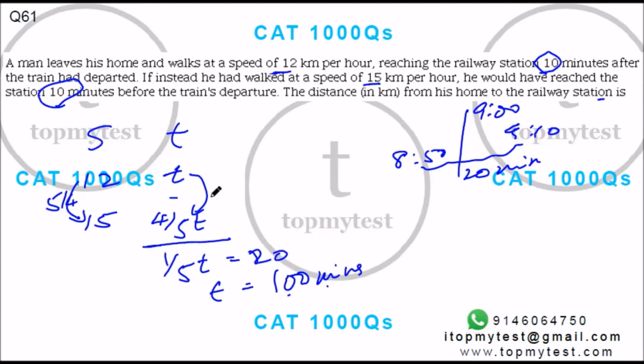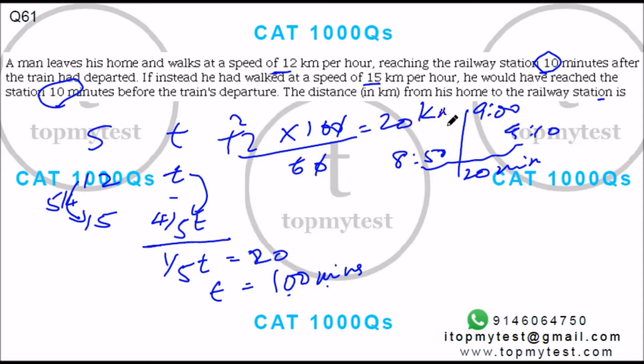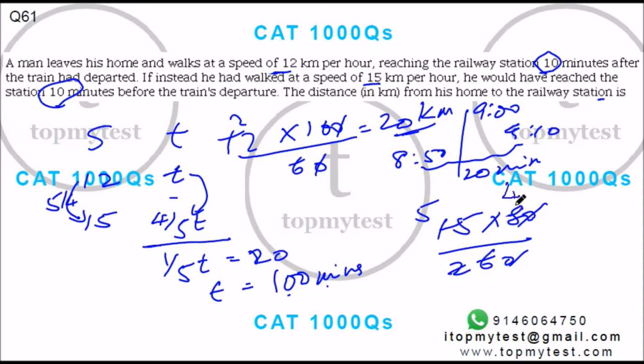Now back substitute this here. At 12 kilometers per hour, if you walk for 100 minutes, this will be the distance, right? That's 20 kilometers. You can also verify using the second one. 4/5 of 100 is 80. 15 into 80 will also give you the same number. This is 5 to 4. 5 into 4 is also 20.